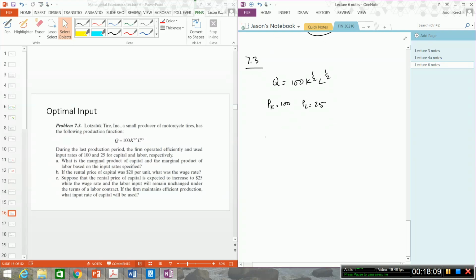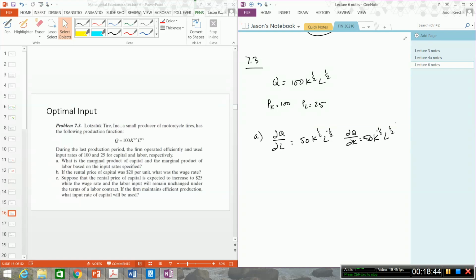So this is a very simple part of the problem, part A. We have dQ dL is going to be 50 K to the 1/2, L to the minus 1/2, and dQ dK is equal to 50 K to the minus 1/2, L to the 1/2. These are our marginal products of labor and capital. If the rental price of capital is 20, what is the wage rate?